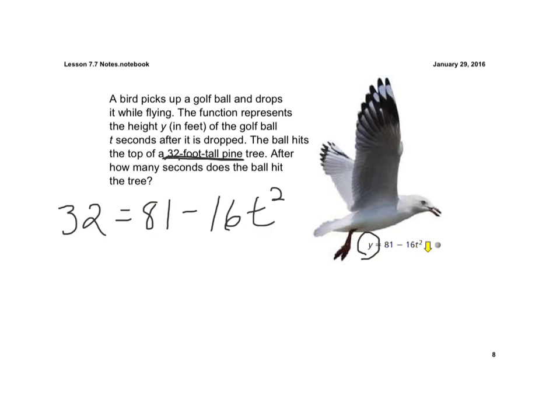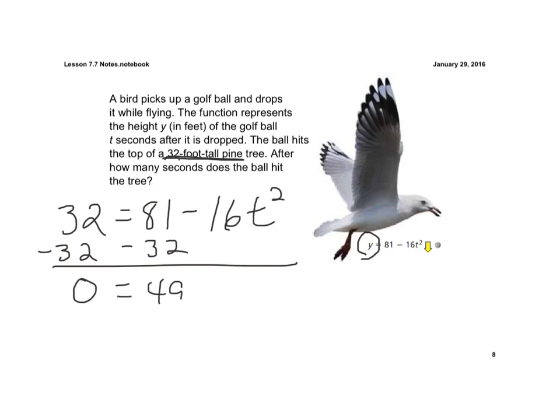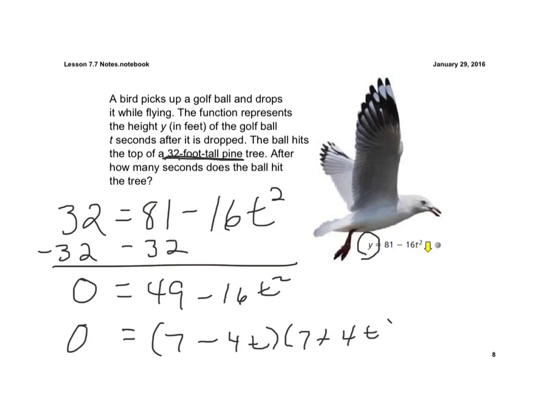So just like we've been doing, anytime we have a second degree, we want to set it equal to 0. So we're going to subtract 32 from each side. It gives me 0 equals 49 minus 16t squared. And now this is a difference of 2 perfect squares. It will factor into 7 minus 4t times 7 plus 4t. Notice I skipped that one step of rewriting it as each term squared. But now I just set each factor equal to 0, and I solve.